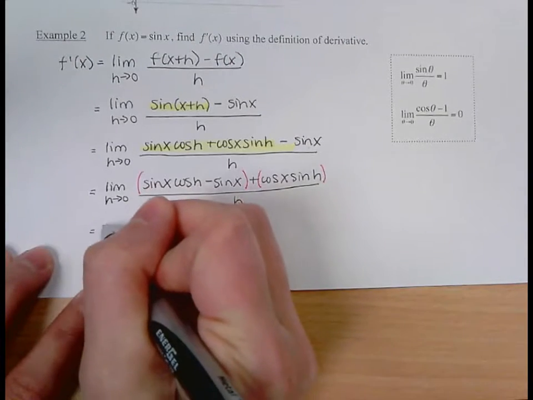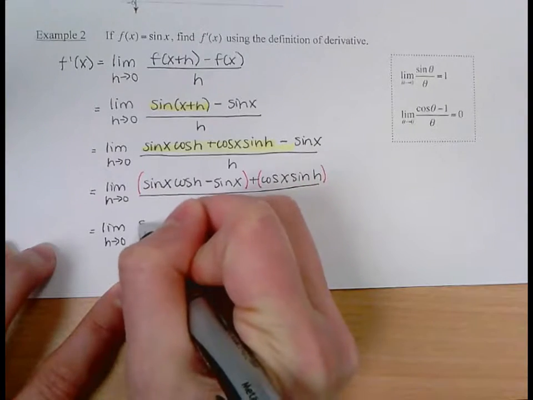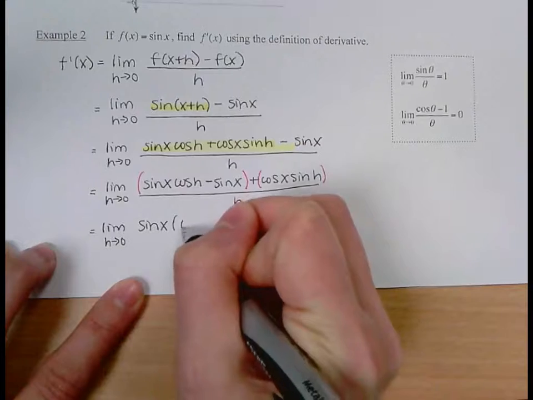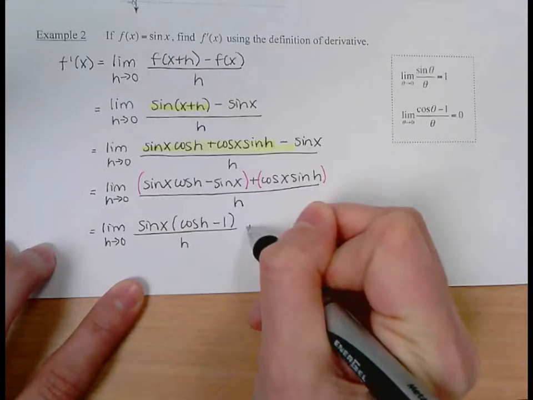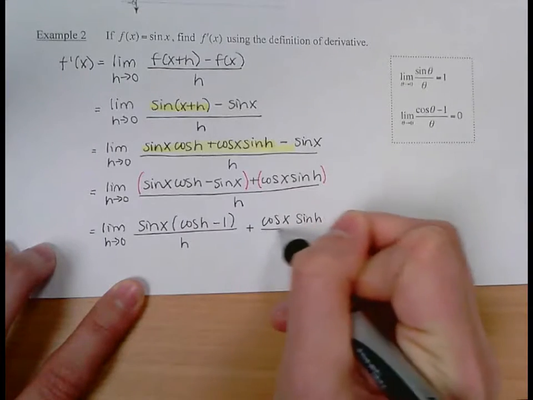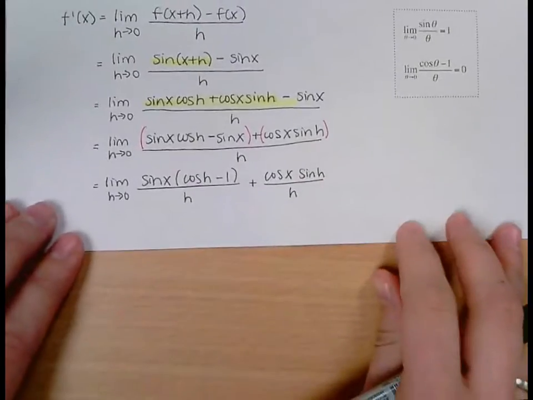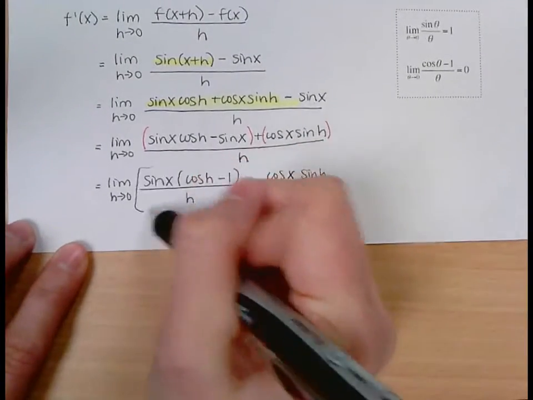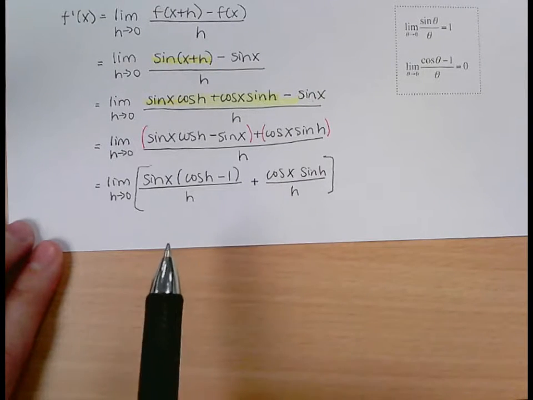So I have the limit as h approaches 0 of, factoring out the sine of x, I'm left with cosine of h minus 1, and I'm writing that all over h. And then plus, I still have cosine of x sine of h all over h. And it's the limit of this whole thing. And now we're going to use some limit laws. So I'm going to split this even further.